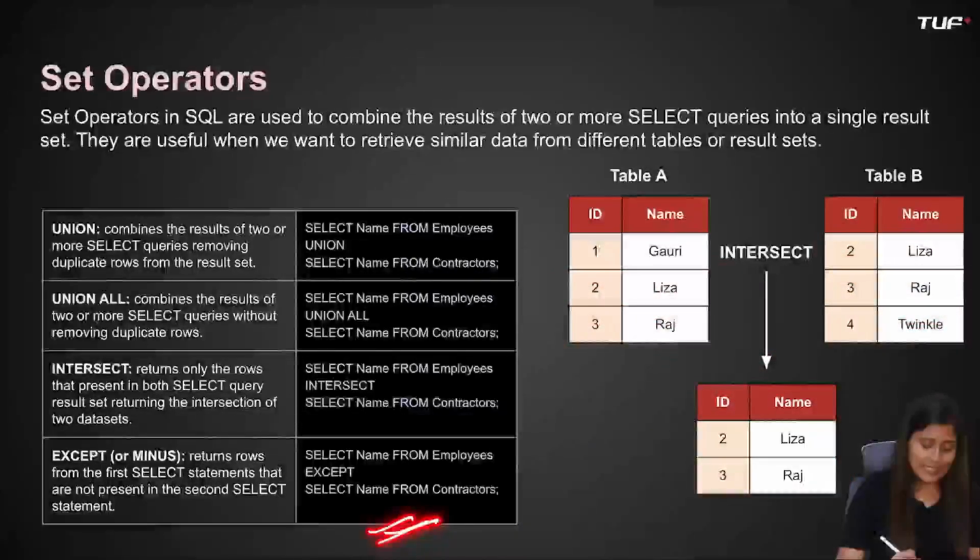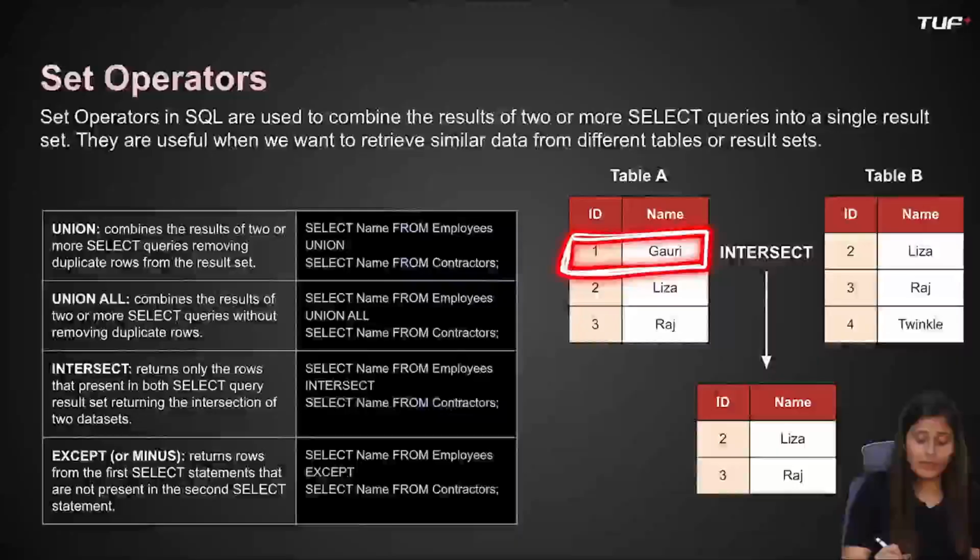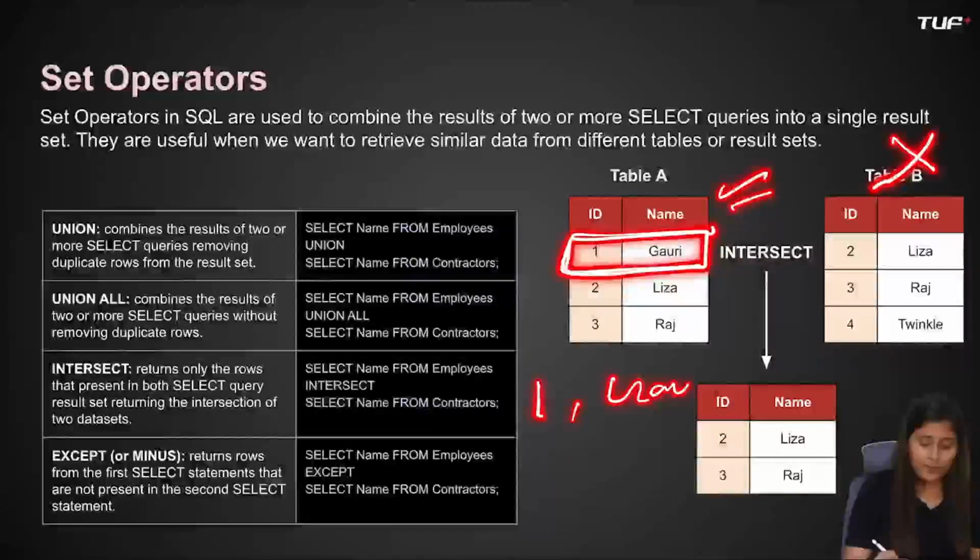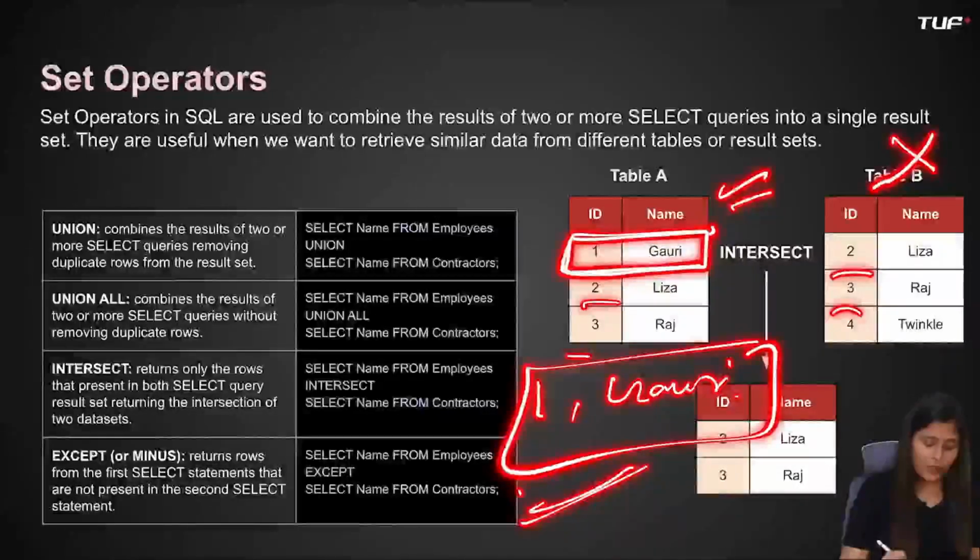And next is except. Here we return rows from the first select statement that are not present in the second statement. So we will be returning 1 because 1 is present in table A but not in table B. So 1 and Gauri, and 2 and 3 are already present. So only 1 and Gauri will be the output for except.